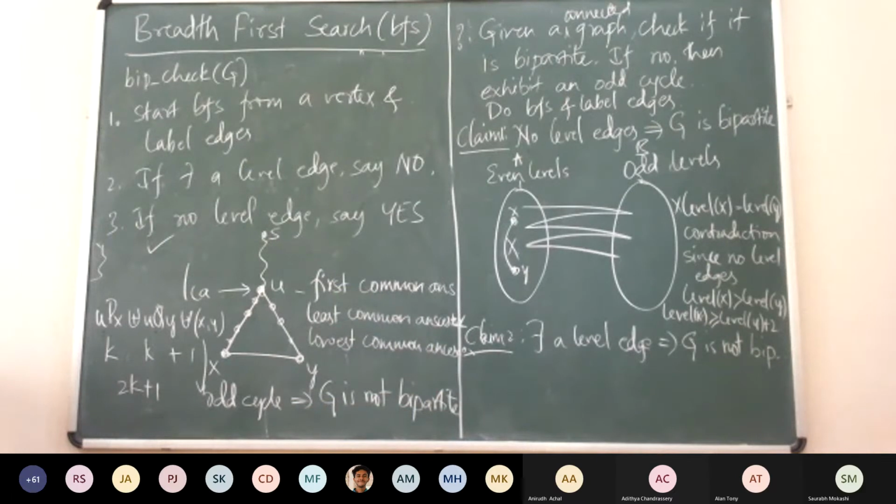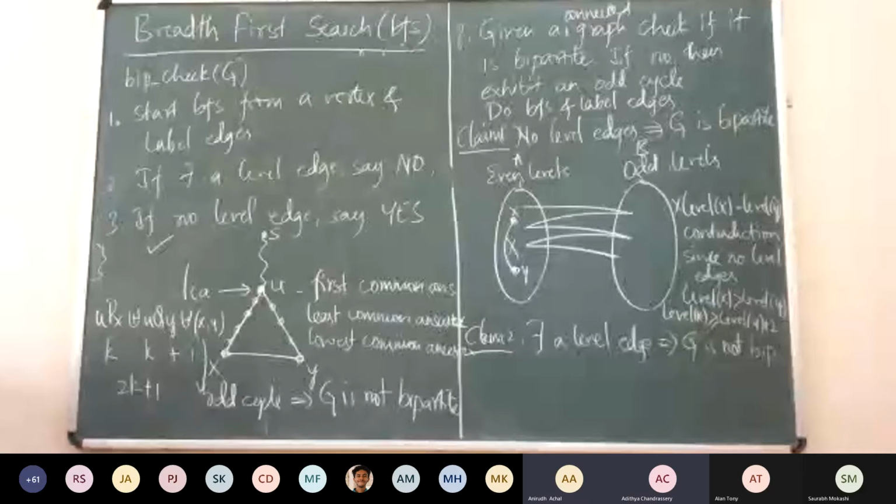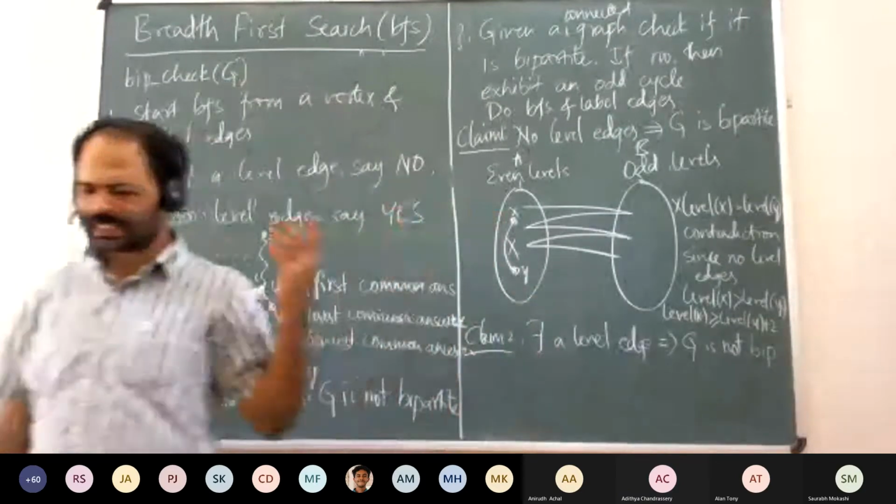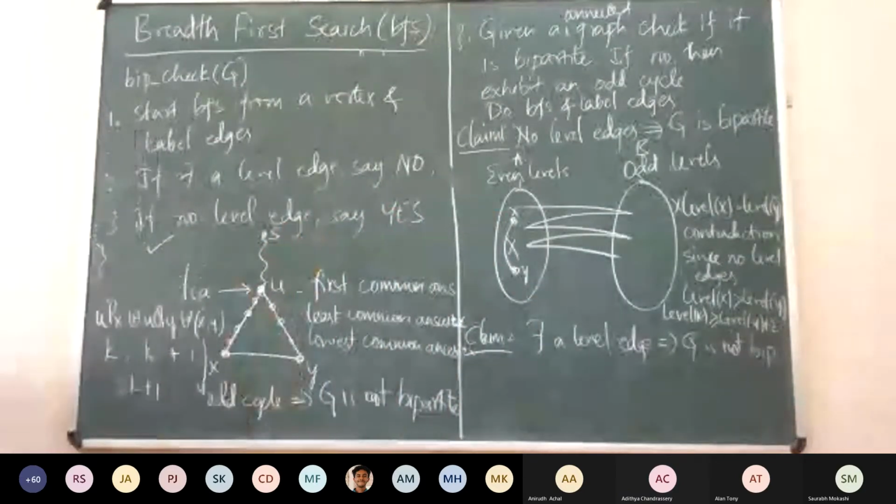What about labeling the edges as tree edges, level edges and other edges? We can go through all the edges once, so it'll be like M. You can do it in BFS itself: if we get an edge to a vertex on the same level, then stop there itself. Yes, so you can label these edges in linear time, in order of M time.